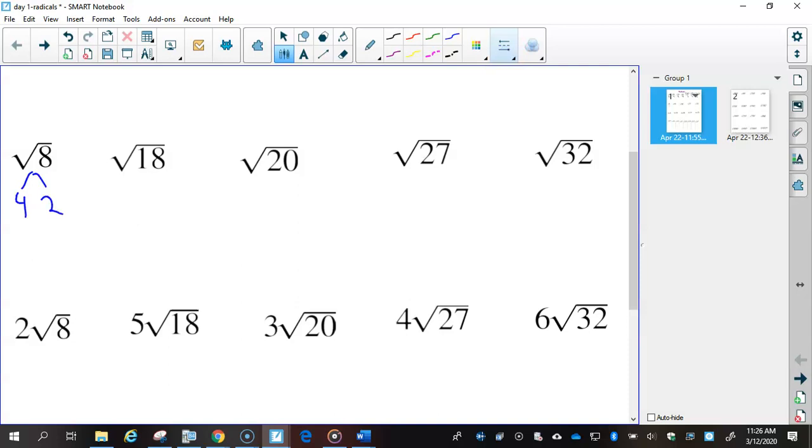And we're going to keep breaking these down until we get to prime numbers. So that means the only factors the number would have would be 1 and itself. 2 is a prime number because its factors are 1 and itself. Can we break down 4 to what? 2 and 2.